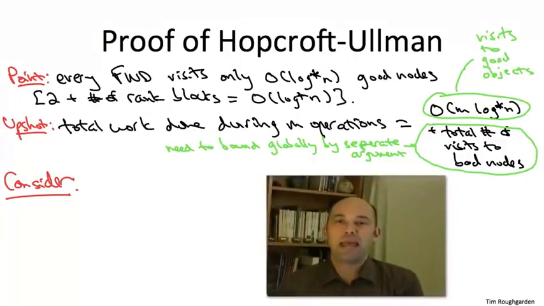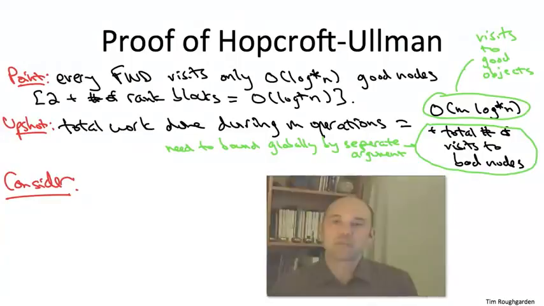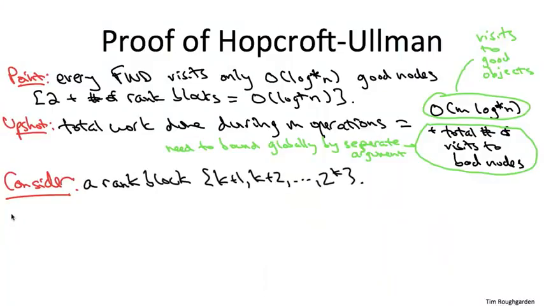So how much work do we spend on bad nodes? Well, let's analyze it one rank block at a time. So fix an arbitrary rank block. Let's say for some integer k, its smallest rank is k plus 1, and its biggest rank is 2 to the k. Now I told you what our two main building blocks were. The first one is the rank lemma. I'm going to ask you to remember that in a second. But first I want to put to use our other building block, which is that path compression increases the rank gap between objects and their parents. That's what we're going to use right now.